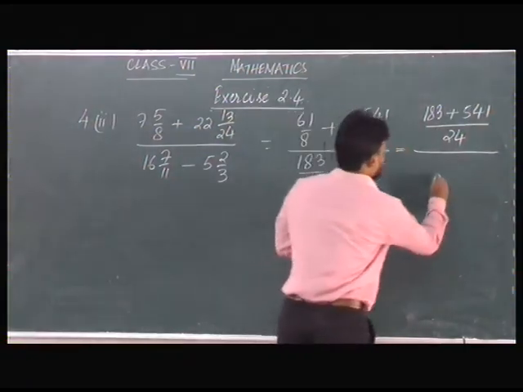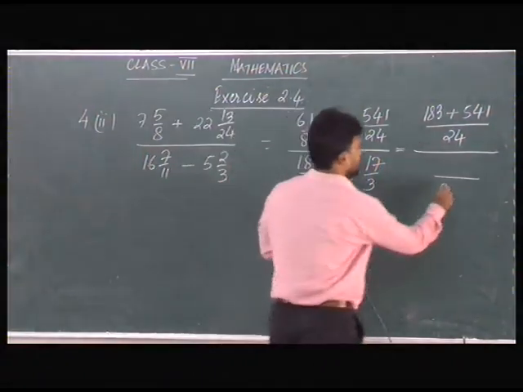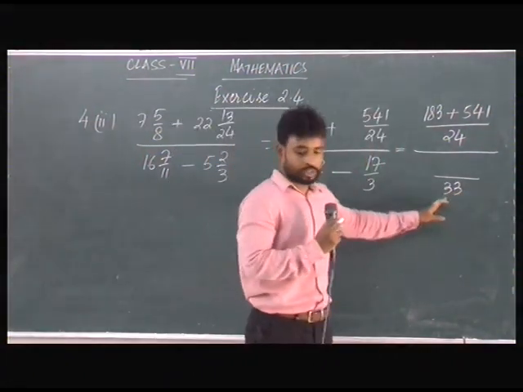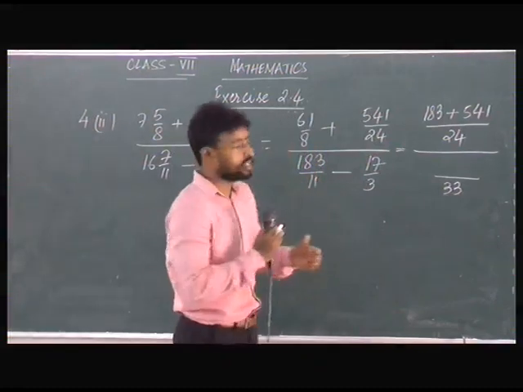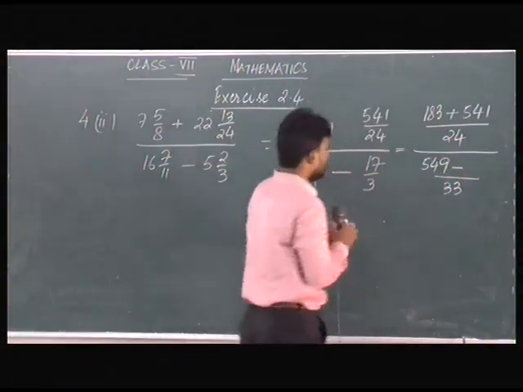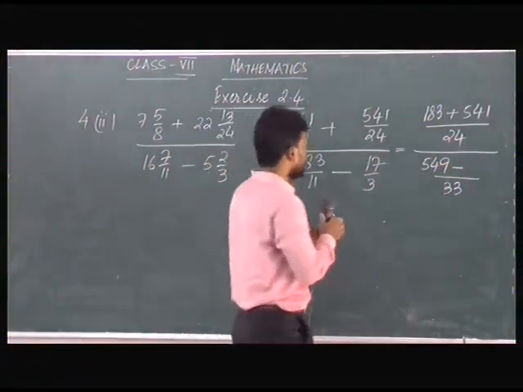Similarly, we'll take the LCM of 11 and 3, that will give you 33. 11 will go 3 times. Now you multiply 183 with 3, that will give you 549. 3 will go 11 times, and 11 into 17 will give you 187.